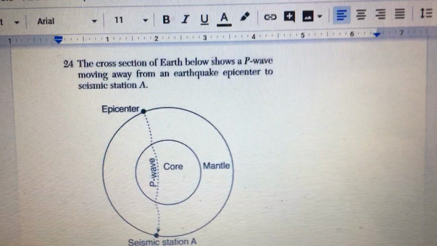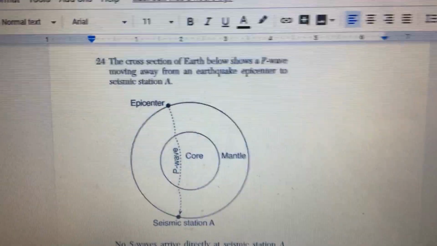Let's go through this practice test. I'll try to make it as quick as I can. So here we go. This is the Tectonics practice test. It's in your Google Classroom.